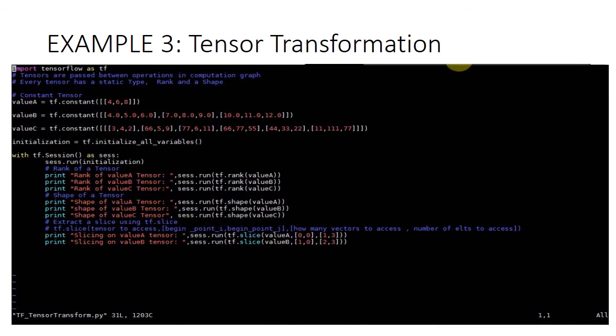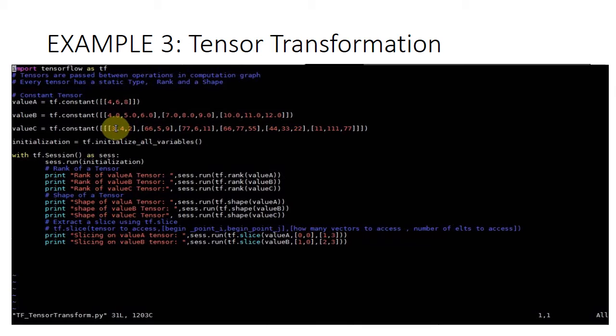Example 3. The objective of this example is to use tensor commands to help you access elements within a tensor and also to get familiarized with rank, shape, and types that are used to describe a tensor. In this example, I've got three constant tensors of varied type, rank, and shapes. This is an example of a rank 2 tensor. Value C tensor is an example of a rank 3 tensor.